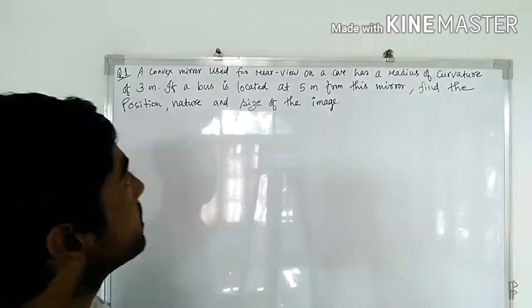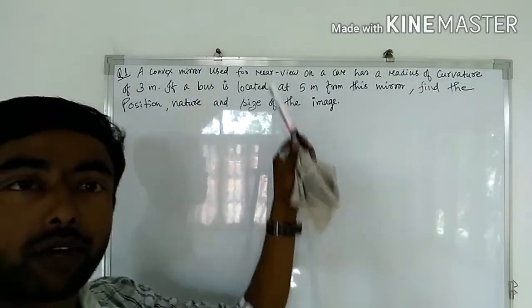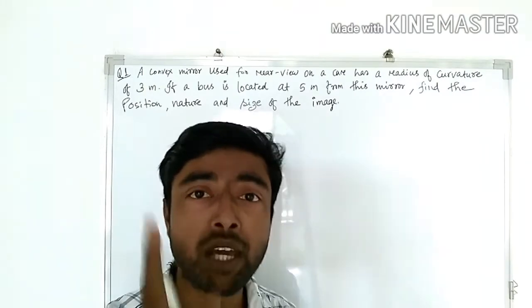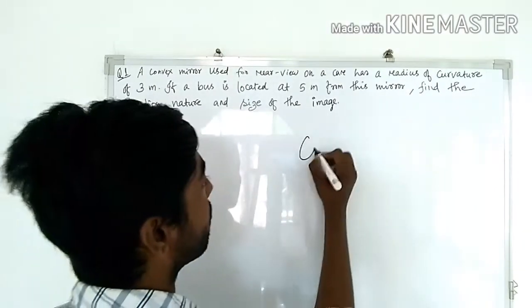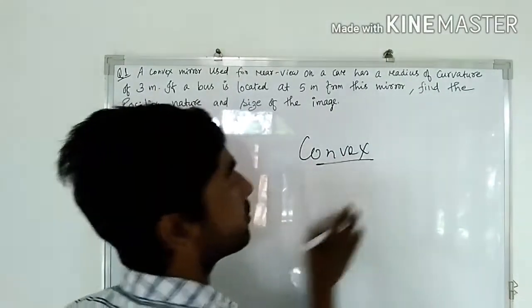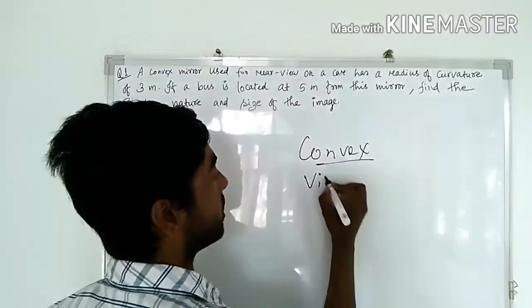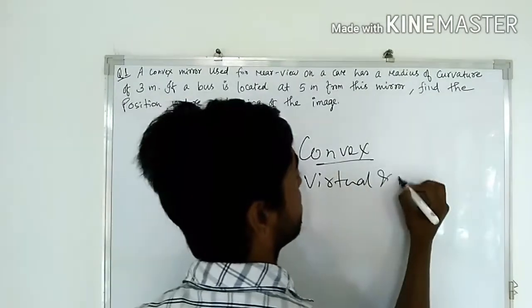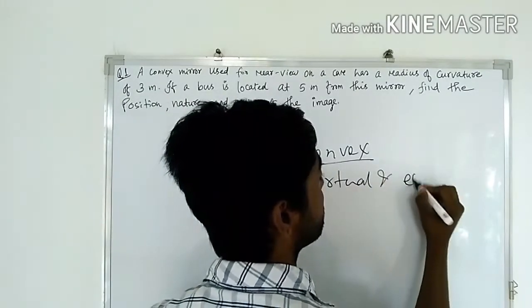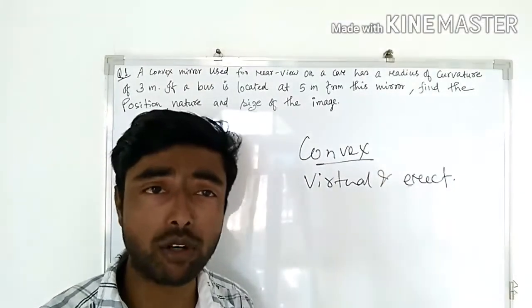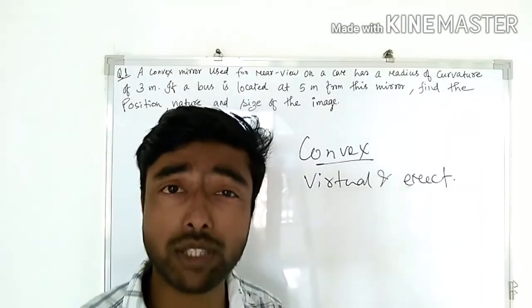Now it is given that it is a rear view mirror, and we know that the rear view mirror is which mirror? Convex mirror. For convex mirror, we know that the image is always what? Virtual and erect. A convex mirror always forms a virtual image and also an erect image, because virtual images are always erect.